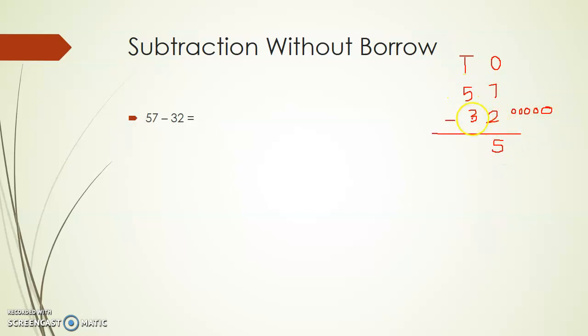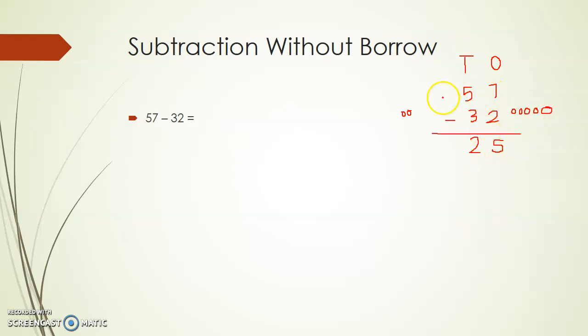Similarly, we have to do 5 minus 3, right? So after 3, count up to 5. After 3, 4, 5. It's 2. So 57 minus 32 is 25.